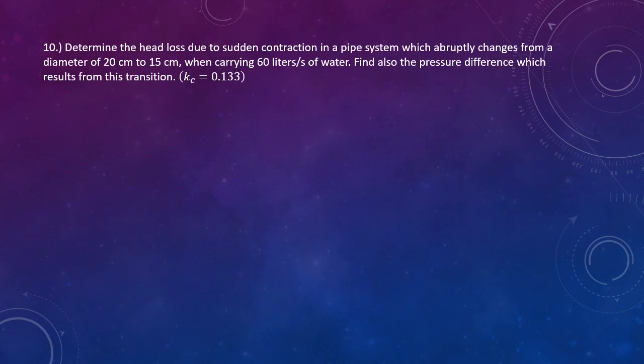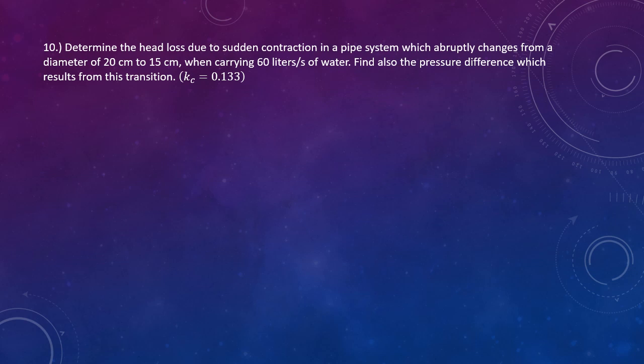Determine the head loss due to sudden contraction in a pipe system which abruptly changes from a diameter of 20 centimeters to 15 centimeters when carrying 60 liters per second of water. Find also the pressure difference which results from this transition. Coefficient of contraction is 0.133.